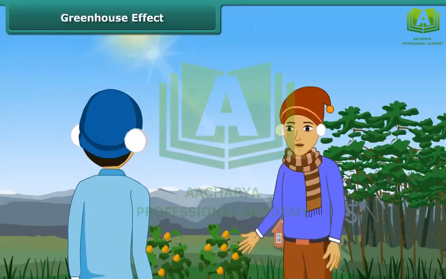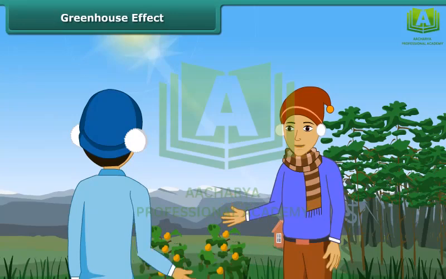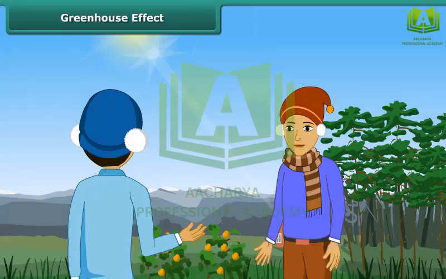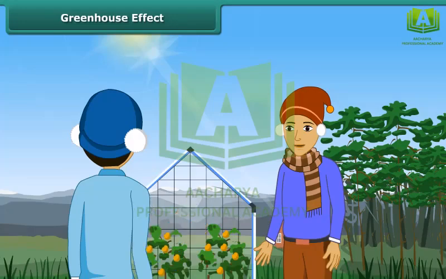It's freezing. This may ruin the plants. You know, there is a way to save these plants from this extreme cold. What is that? We can use greenhouse effect to protect them from cold. What is greenhouse effect? See this house. This has so many glass panes.